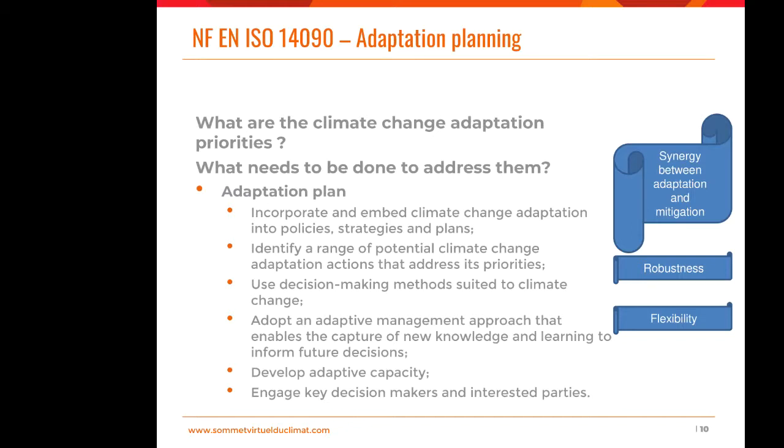The next phase is the adaptation planning phase. So here the objective is to understand what the climate change adaptation priorities are for the organization, and then what needs to be done to address these priorities. So it's required that the organization develop an adaptation plan where it will state how it's going to incorporate and embed climate change adaptation into its different company policies, organizational policies, strategies, and plans. This plan should also identify a range of actions that will address the adaptation priorities.